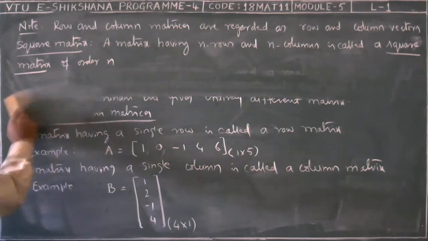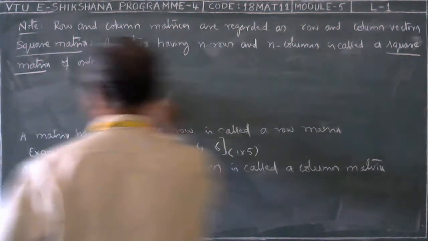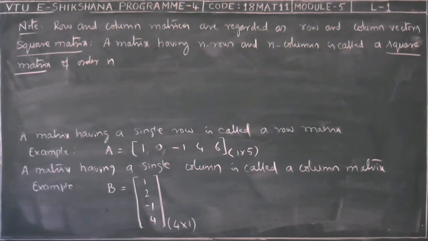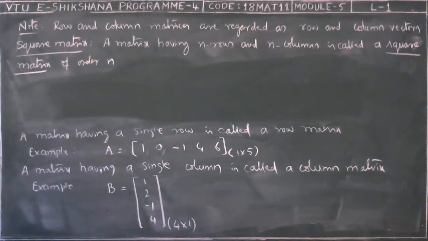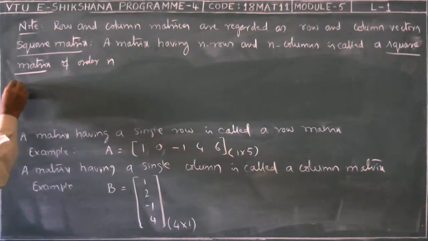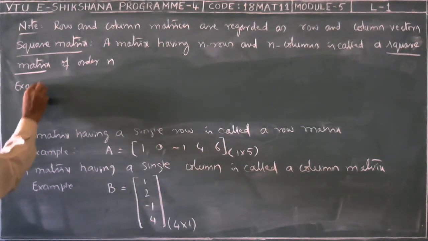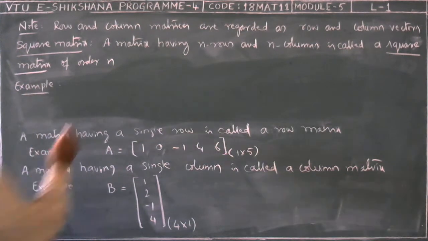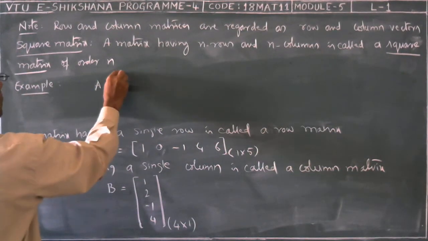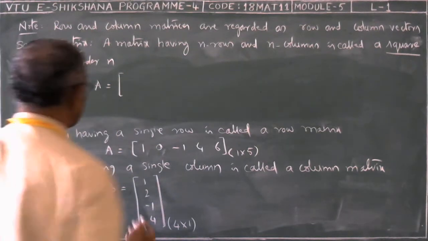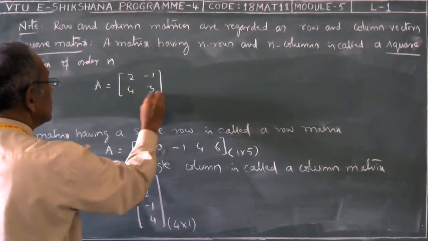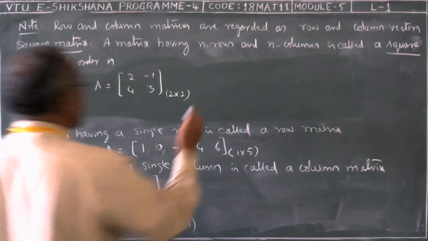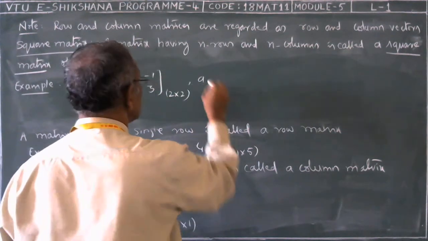For example, matrix A with 2 rows and 2 columns, 2, minus 1, 4, 3, is a 2 by 2 square matrix. A square matrix of order 2.